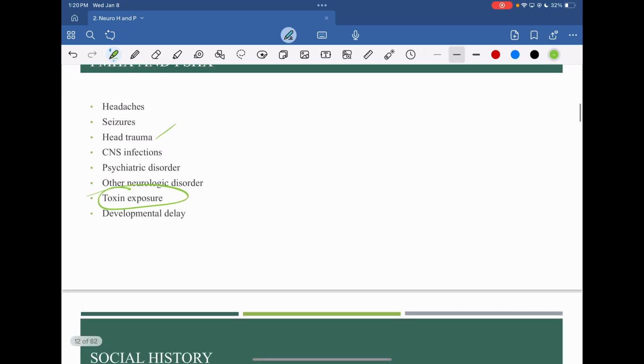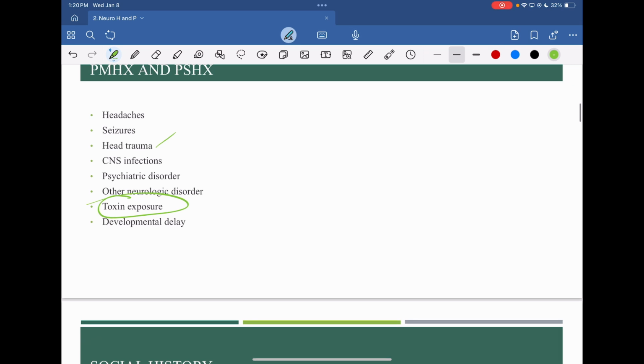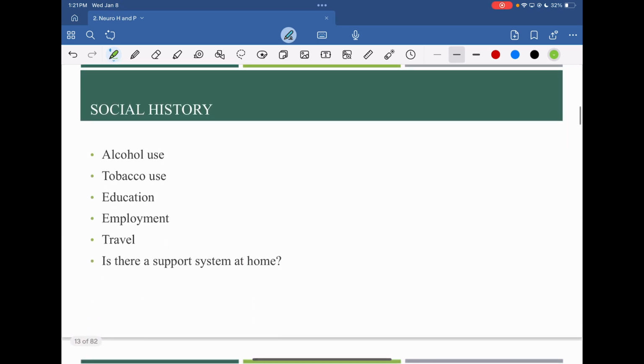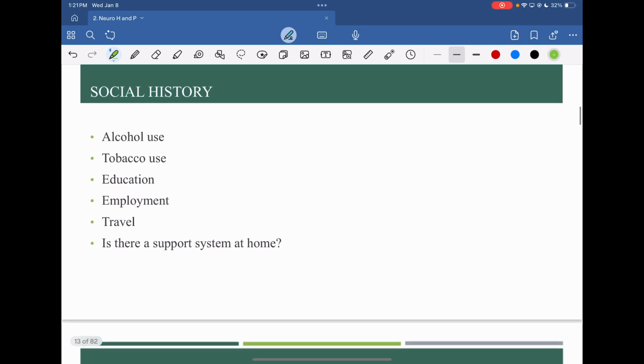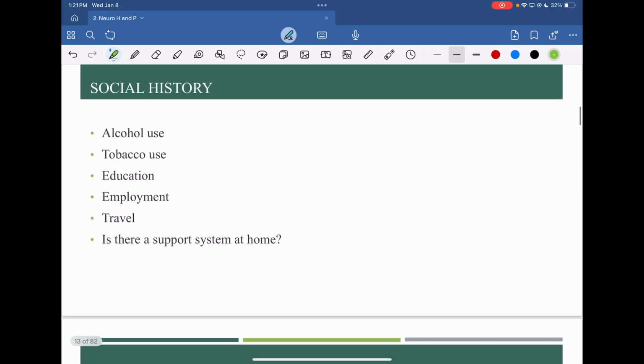You guys will start learning in peds developmental milestones. By what age do they start doing certain activities and certain things? Find out, were they delayed in any of those? Social history, again, alcohol, tobacco, education. Here's your employment and travel.